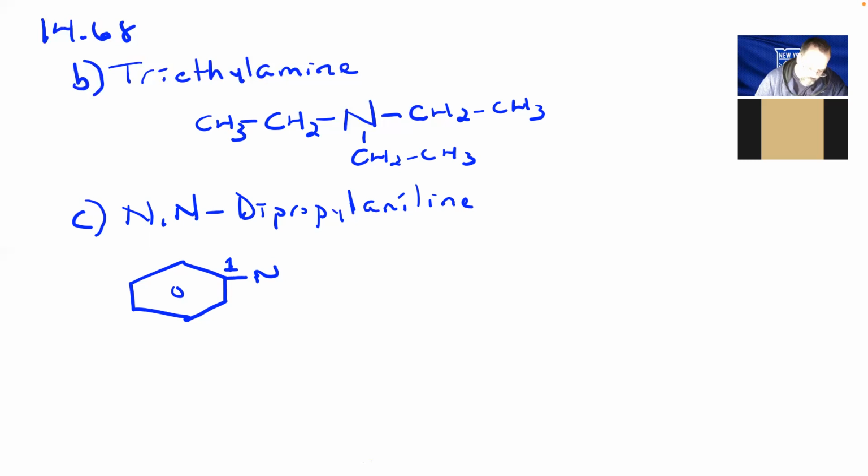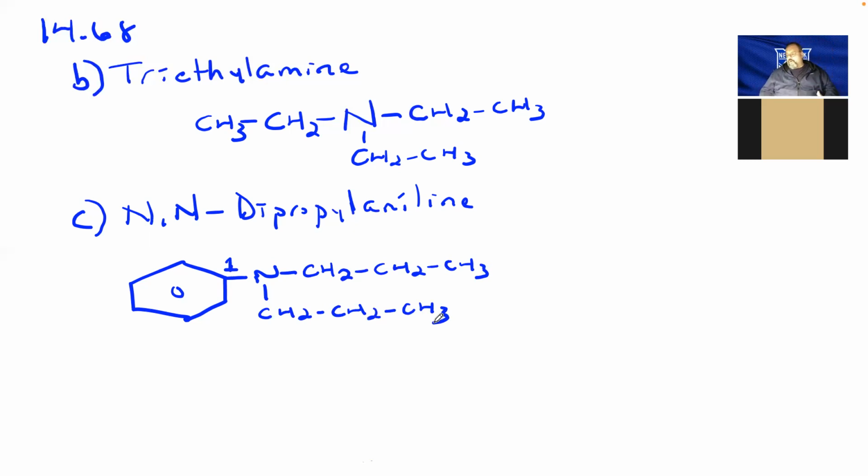Now, what does the propyl group look like? Point of attachment, CH2, CH2, CH3. Point of attachment, CH2, CH2, CH3. So essentially, I've taken out both of the hydrogens of aniline off the nitrogen and replaced them with propyl groups.